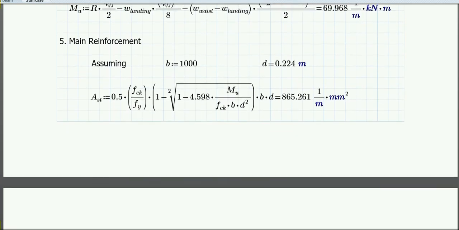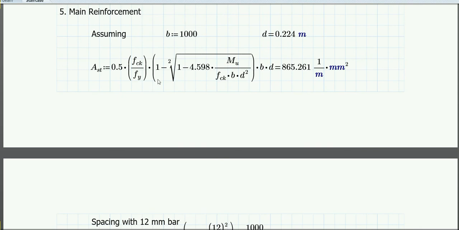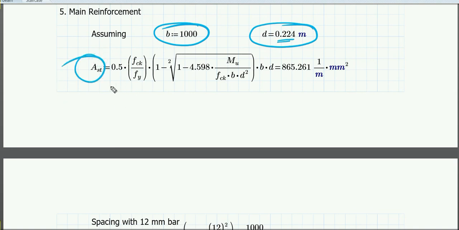Now let's go to the calculation of the main reinforcement. Here, as we have calculated the moment per meter width, B is assumed to be 1000 mm and D, the effective depth, is already known. We have already done it for the waist slab, which is 224 mm. Now find out the Ast. For Ast, the equation is already known: 0.5 fck by fy into 1 minus root over 1 minus 4.598 Mu by fck bd square, into bd, and which gives you 865.261 mm square per meter.